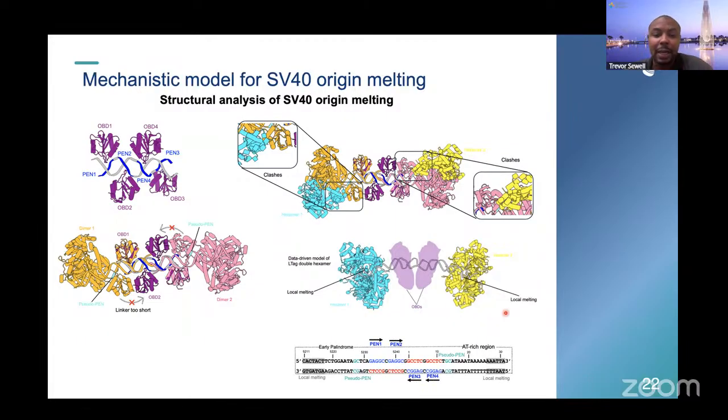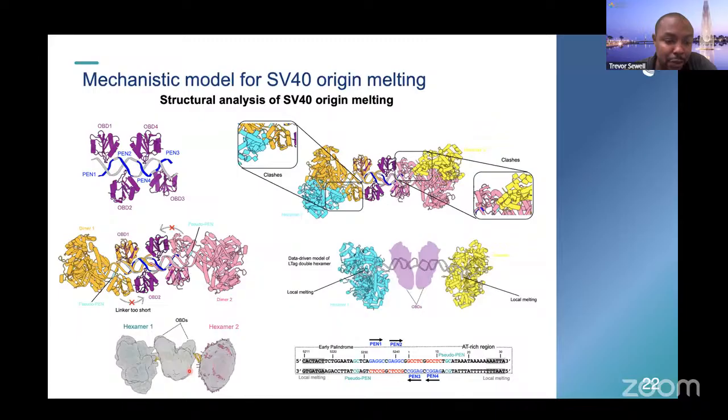And from this kind of analysis, we could pinpoint from both ends where exactly the origin melting is initiated, highlighted here in gray from the 2 ends. And also our composite model was able to fit into the low resolution cryo-EM map of the double hexamer we obtained. So supporting that indeed our strategy to split the 2 halves can recover the information of the double hexamer.